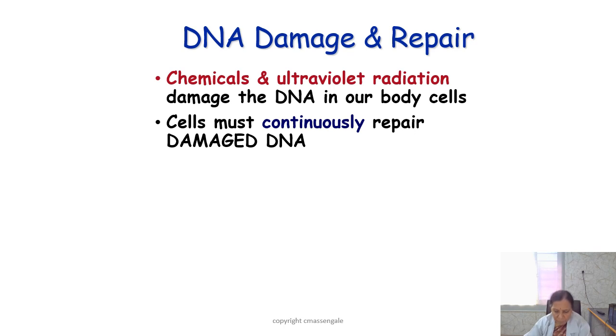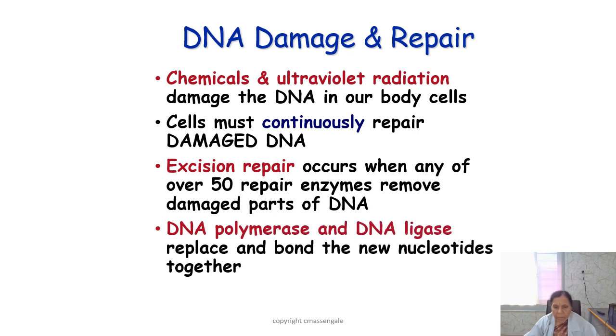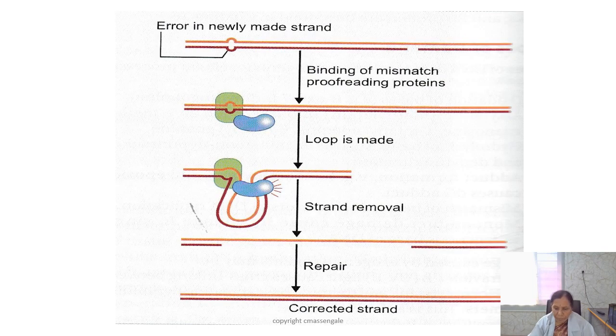Many chemicals and ultraviolet radiation cause damage to the DNA in our body cells, and cells must continuously repair the damaged DNA. One is excision repair. This occurs when any of over 50 repair enzymes remove damaged parts of DNA, and the enzymes DNA polymerase and DNA ligase replace and bond the new nucleotides together.